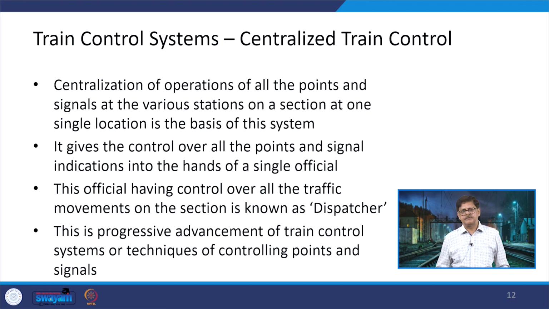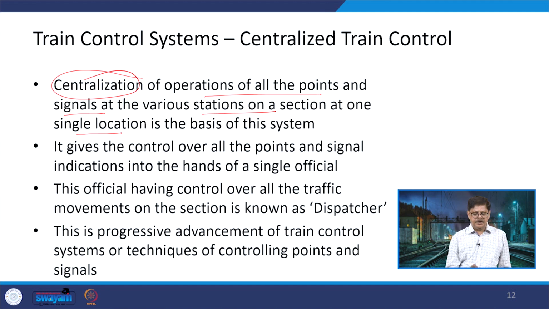Now, another system is the centralized train control system. In the case of centralized train control systems, all operations of the points and signals at various stations on a section are being controlled from a centralized, single location in this particular system, and that is why the name is centralized train control. So, everything is being controlled from one location. It gives the control over all the points and signal indications into the hand of one single official.